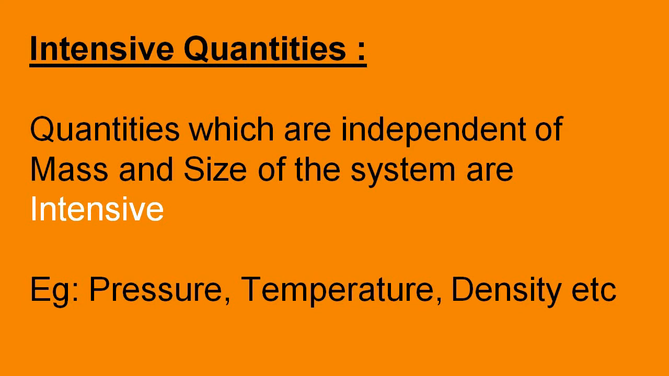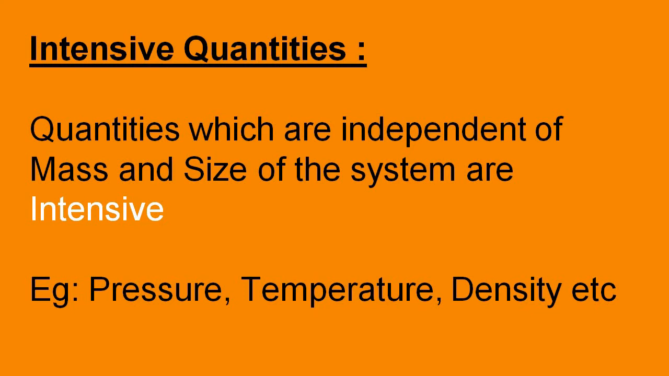And now you have intensive quantities. They are defined as quantities which are independent of mass and size of the system. Examples are pressure, temperature, density, etc. So, if you cut a duster, you can see that the pressure acting on the surface of the duster is the atmospheric pressure. Whatever be the size, the pressure is the same. Similarly, the temperature. So, these are intensive quantities.